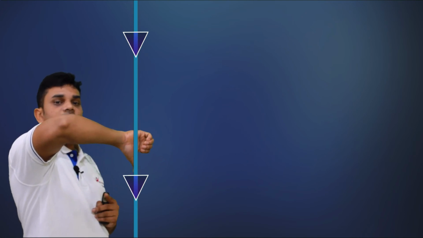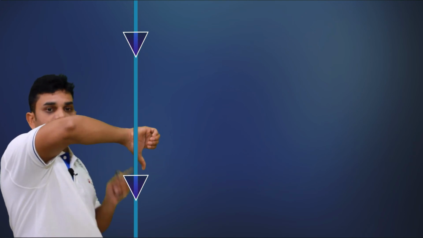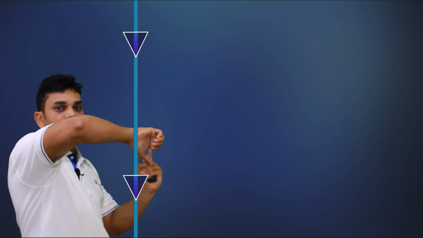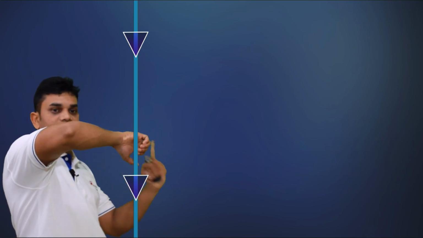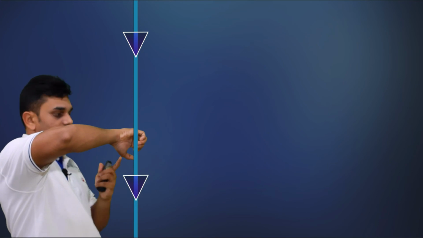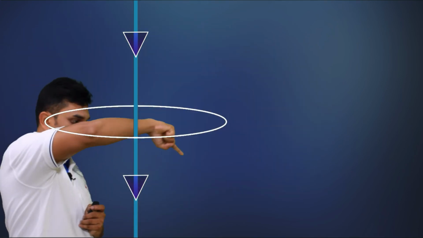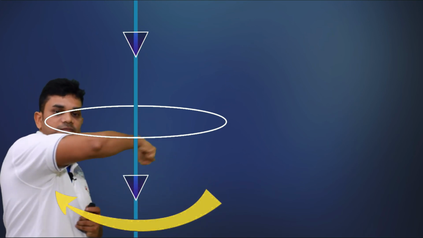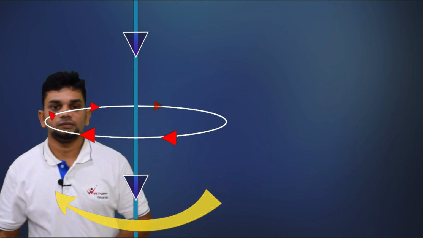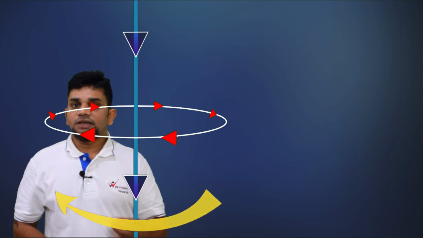Now, what is the direction of current? Downward direction. Perfect. What is the direction of the magnetic field? Like this. It is the direction of the magnetic field. We are going to show that here. Circular magnetic field, but the direction is like this. It is known as the right hand thumb rule.